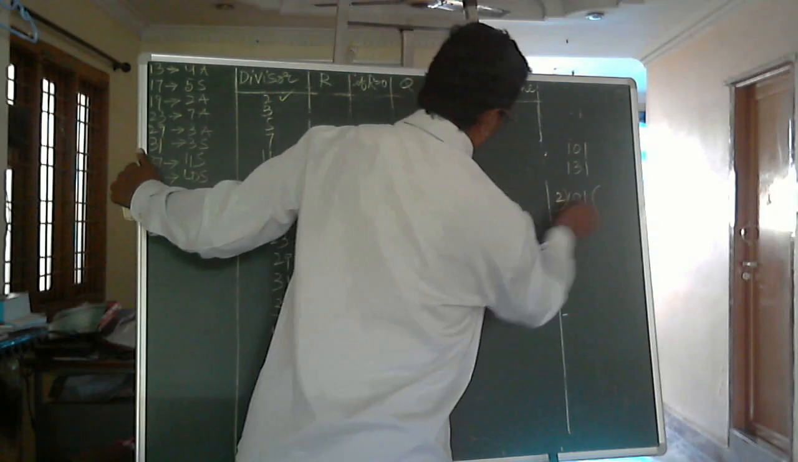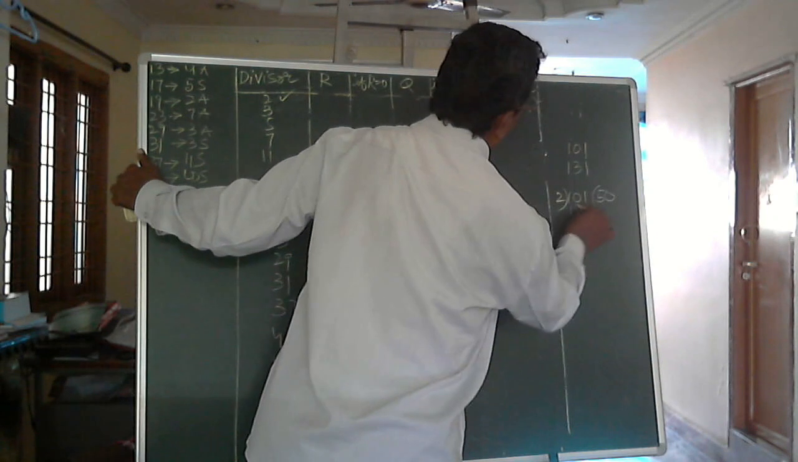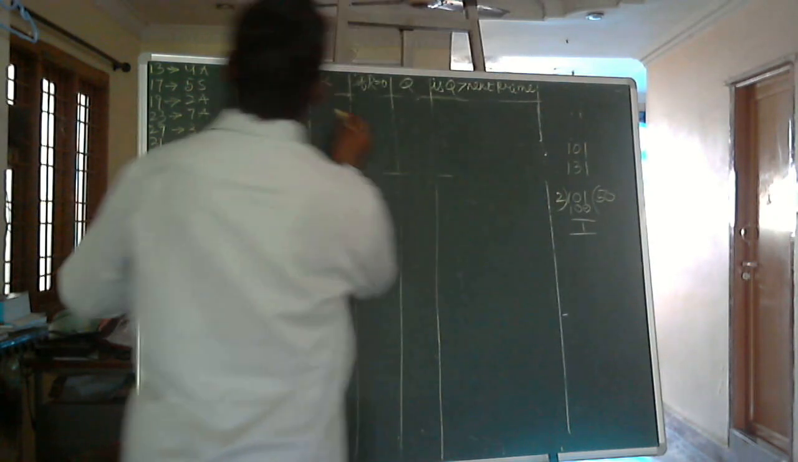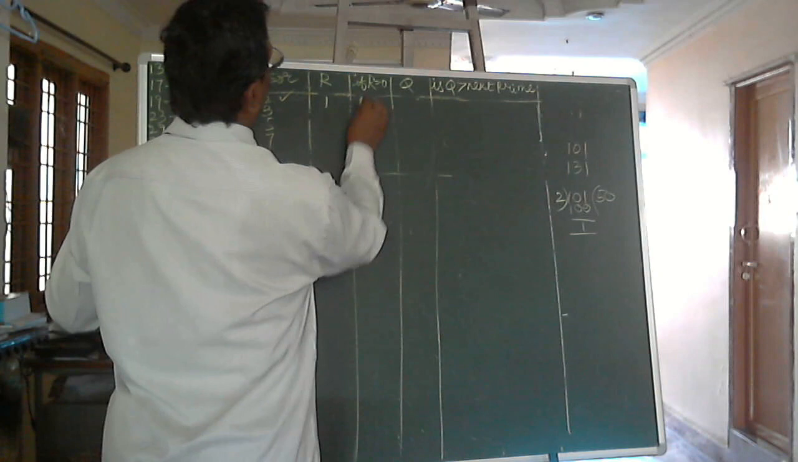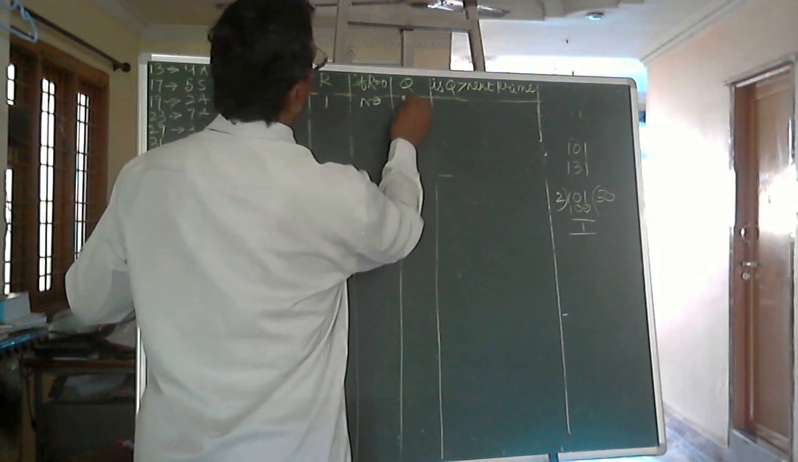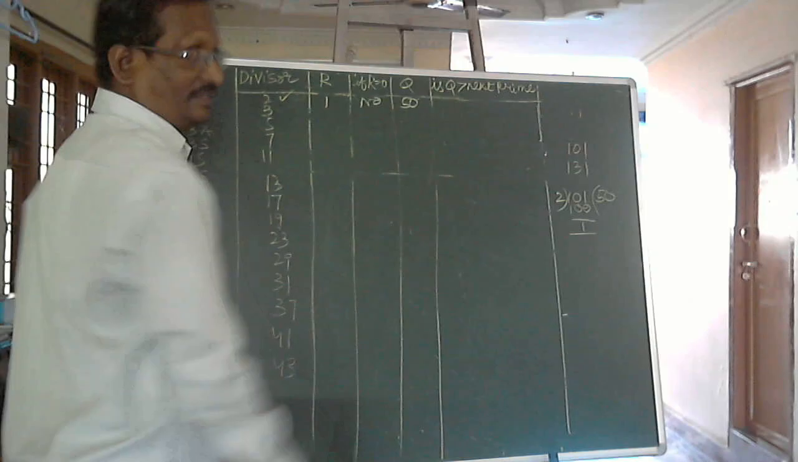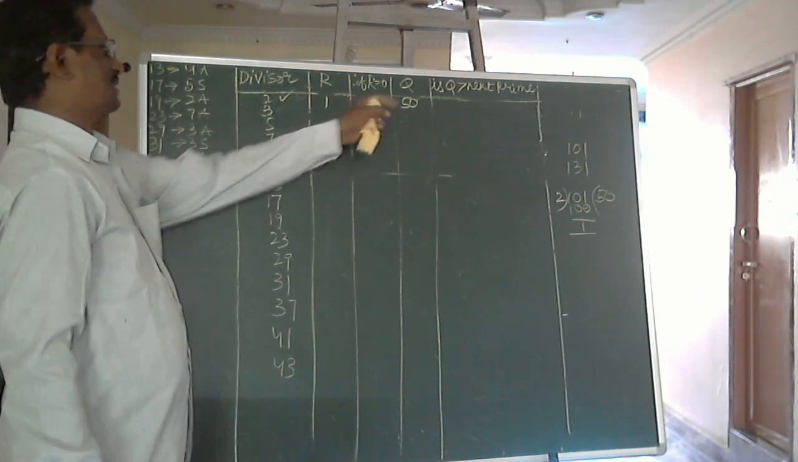On dividing 101 by 2, 50 twos are 100. Remainder is equal to 1, which is not equal to 0. Quotient is equal to 50. This 50 we compare with the next prime number 3. 50 is greater, so divide by 3.